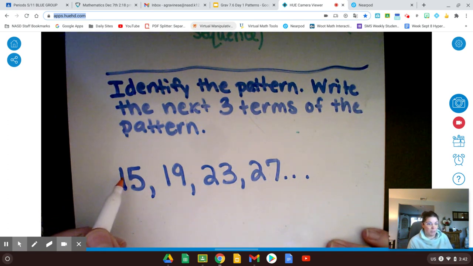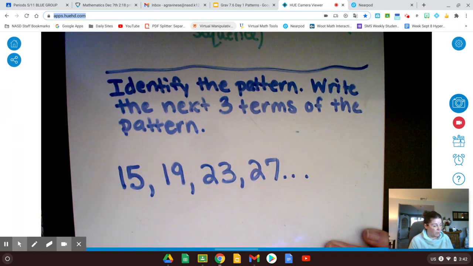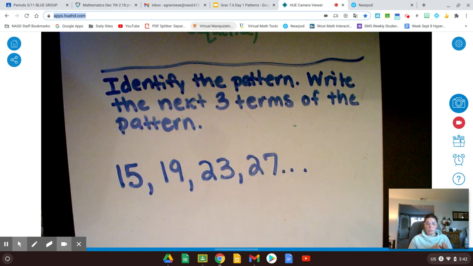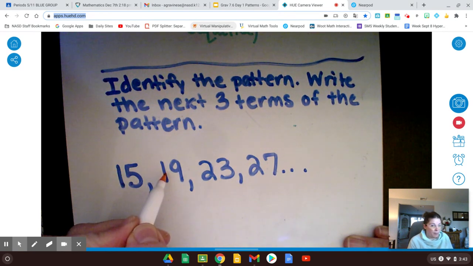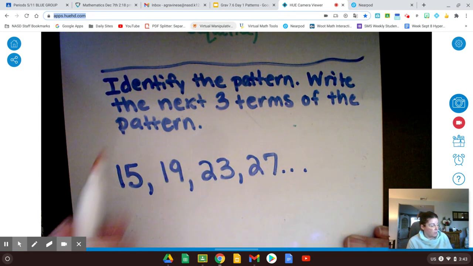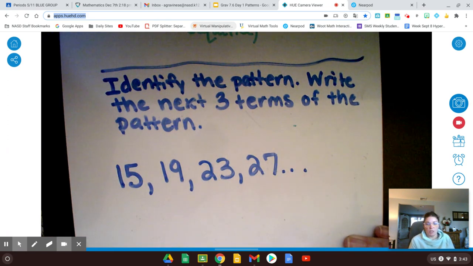So when I look at my sequence, my numbers are getting greater, okay? 15, 19, 23, 27. So likely we are either adding or multiplying. Now I know that with multiplication, the numbers get larger faster than with addition. So I don't see that we have a jump and then a bigger jump and then a bigger jump. I just see that they're kind of steadily getting a little bit bigger each time. So that makes me think that we're adding.